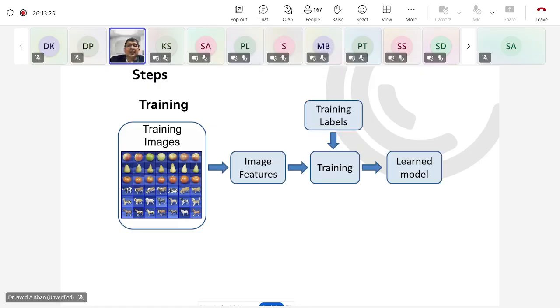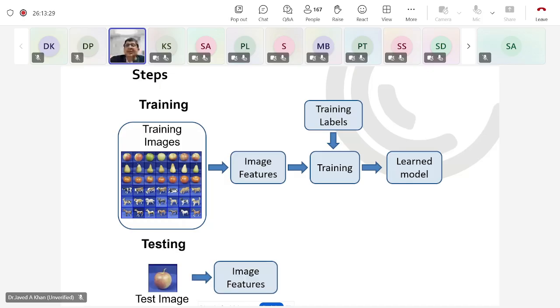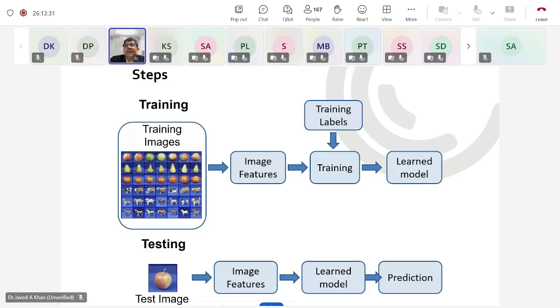So here are the various images. We have to image the features. Then we have to train and then label it, learn the model. On the same, we have testing it and image the feature, learn the model and prediction, and we'll get the prediction. This is one scenario of the machine learning models. Next one, please.